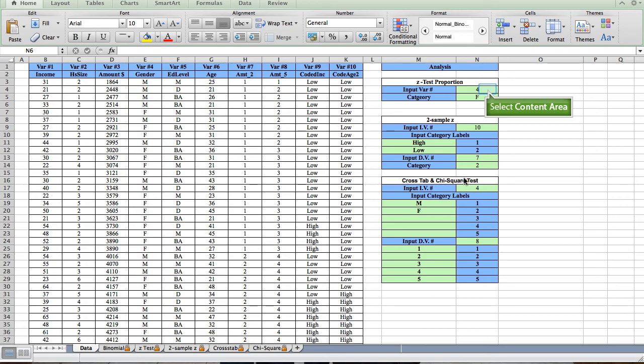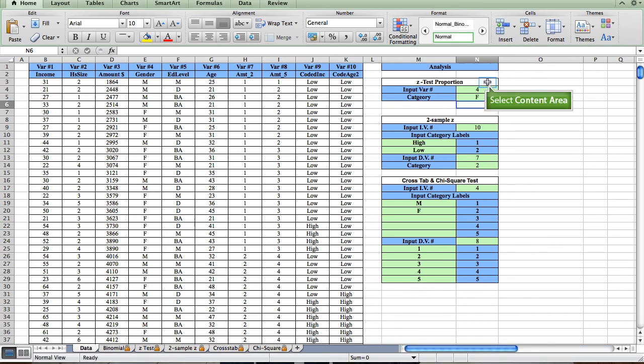To set up our One-sample Z, we first input a variable number 4, which is our gender variable, and the success category, or the category of interest for us now, is the women. So I've input the category label F. What we're telling Excel to do now is to count X, the number of women, or in our data, the number of Fs, out of N, the size of our sample, which is 50.